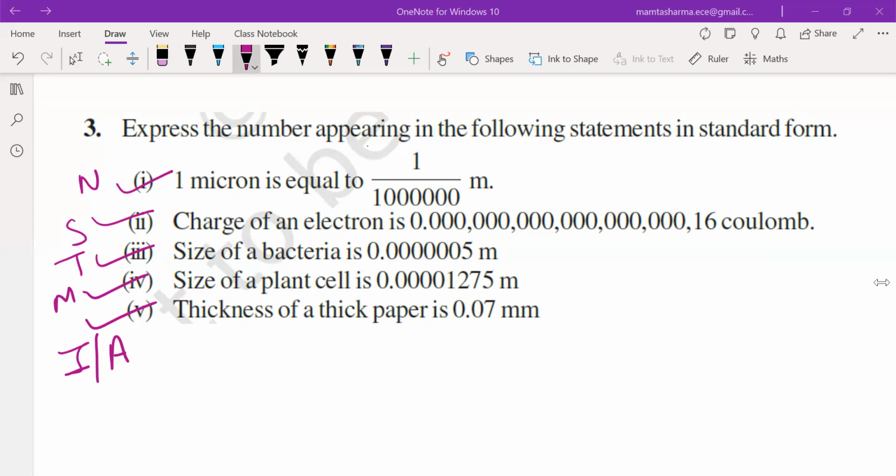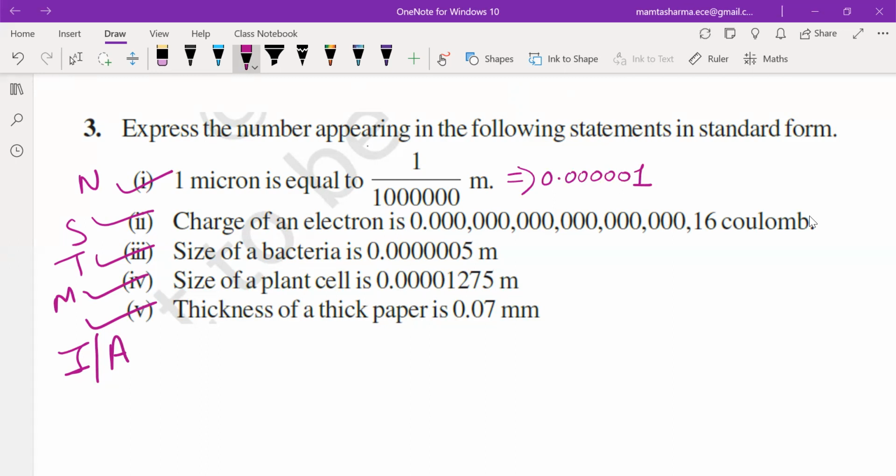Ma'am, first one I got. What is your answer? Yeah, you can say your answer. 0.5 zeros and 1. 5 zeros. 3, 4, 5 zeros and 1. Okay.